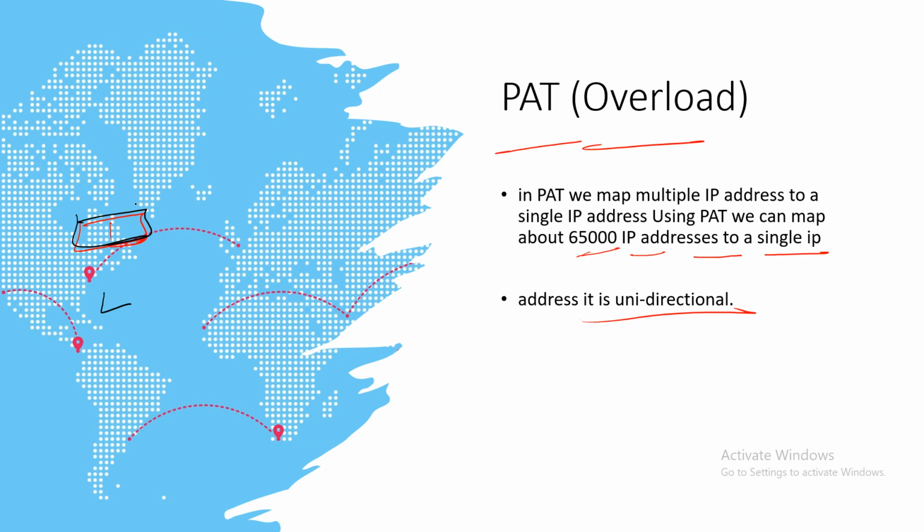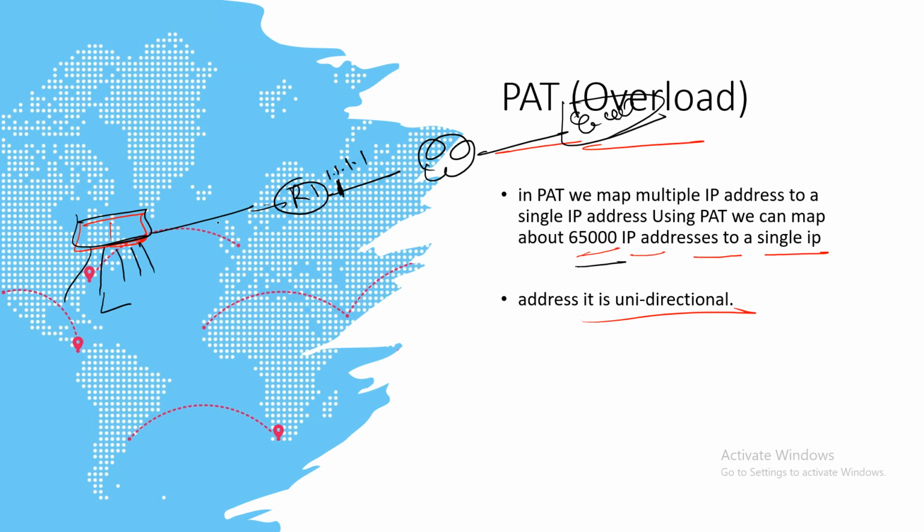So here, let's suppose this is a user, and this is connected with one router. Okay, and after the router we have the internet, for example 8.8.8.8, anything we can keep. After that, I'm using only a single IP here, like 1.1.1.1, right? And inside the network I have multiple private IPs.